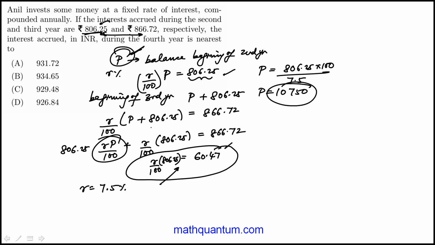That means the balance at the end of the second year would be this plus 806.25. So let me just add that part, which is 11,556.25. That's the balance at the beginning of the third year. Then we earned this interest. So now we have to add that to this.